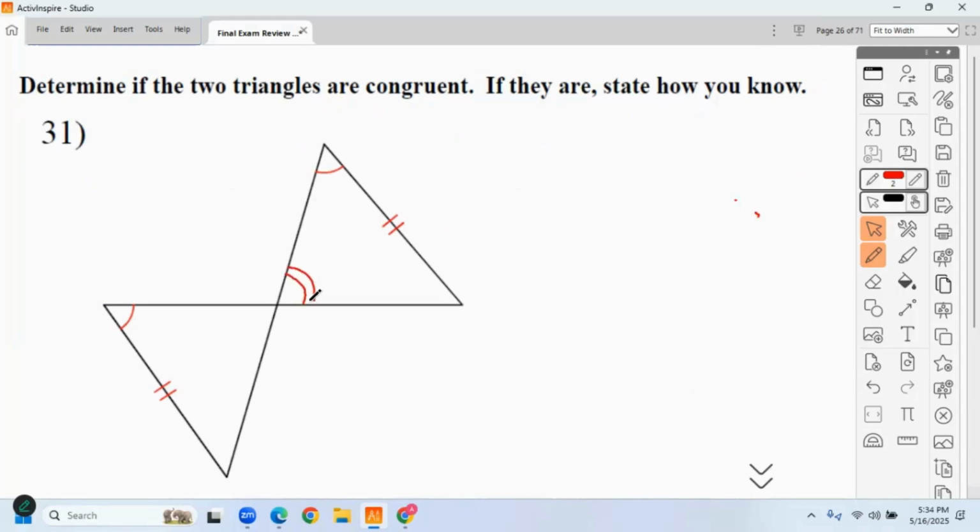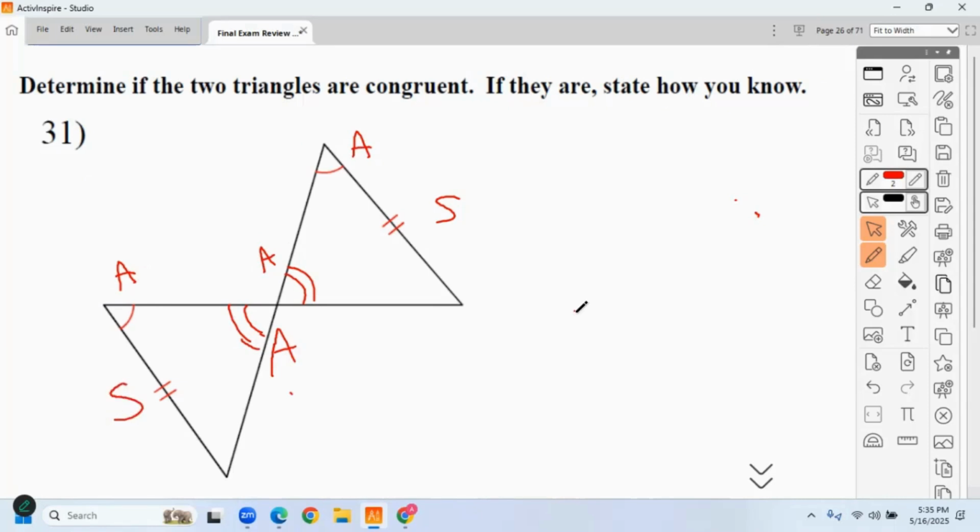So these are vertical angles here and here. Vertical angles are always congruent. We're not worried about that. So in this case, let's see what we're dealing with here. Let's start labeling some stuff. Angle, angle, side, right? And in this case, angle, angle, side. We did well.